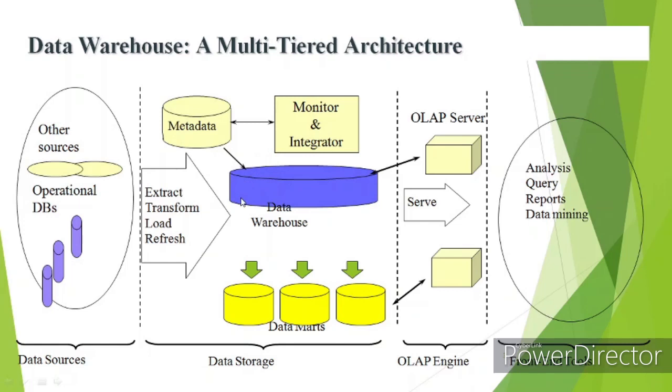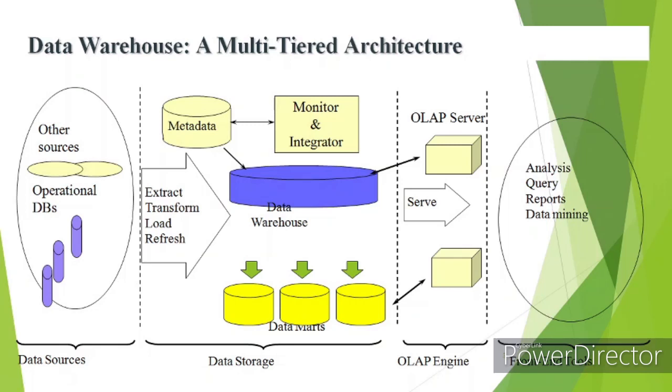Then extract, transform and load. You can extract, transform and load the information. Then the metadata information can further be stored in the data warehouse. Then next is data mart. A data mart is nothing but a subset of the data warehouse, so you can store the information in multiple data marts. The next tier of the data warehouse is the OLAP engine, that is online analytical processing engine.